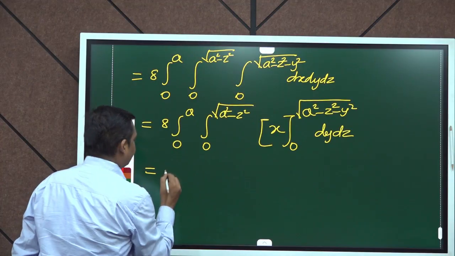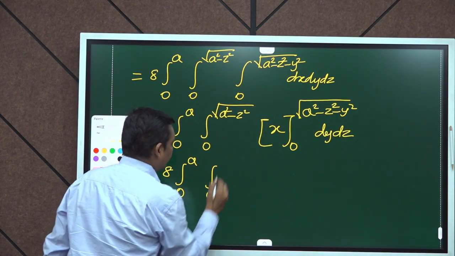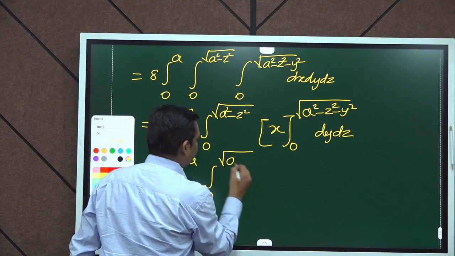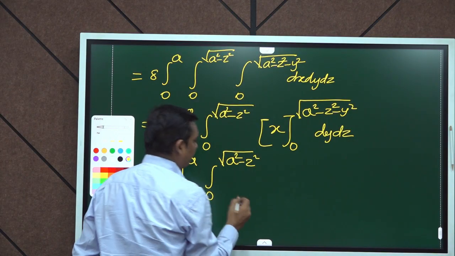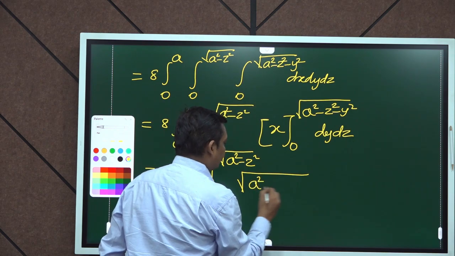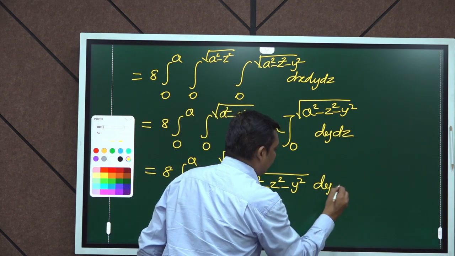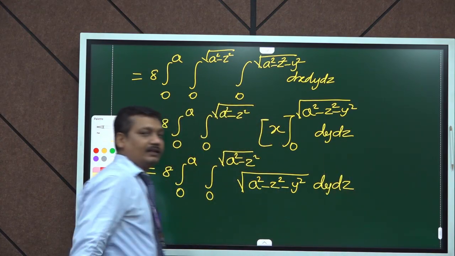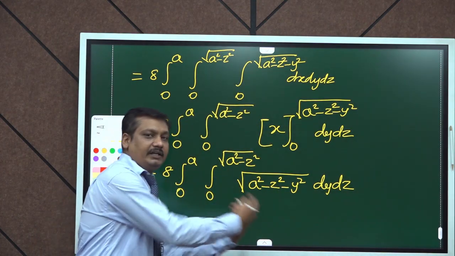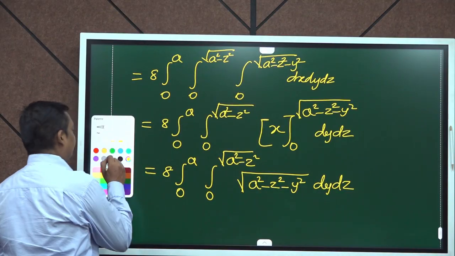So here the limits of the problem are 0 to a, 0 to root of a squared minus z squared, and the integrand is root of a squared minus z squared minus y squared, dy dz. Now again integration, then limit substitution. Now come back to the integration formulas.